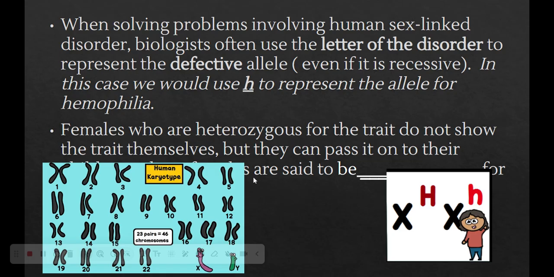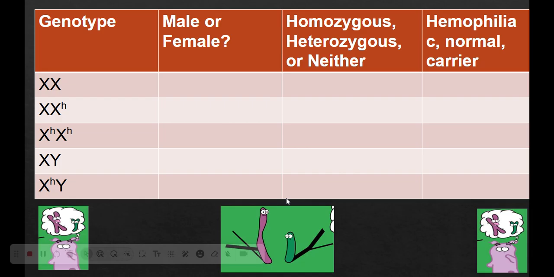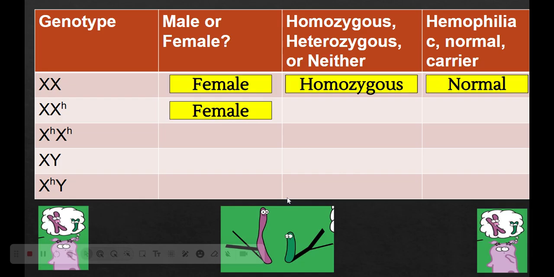When solving problems involving human sex-linked disorders, biologists often use the letter of the disorder to represent the defective allele, even if it's recessive. In this case, we would use little h to represent the allele for hemophilia. Color blindness is also a sex-linked trait, and that would be represented by a little c, representing the recessive form. Females who are heterozygous for the trait don't show the trait themselves. They won't have the actual disease, but they can pass it on to their offspring, and they're said to be carriers. So let's take a look at this situation, similar to the flies.